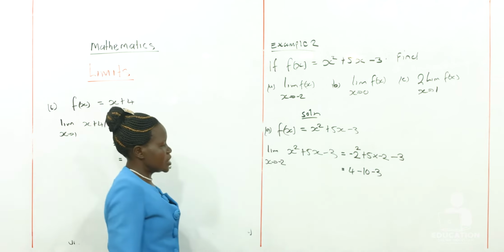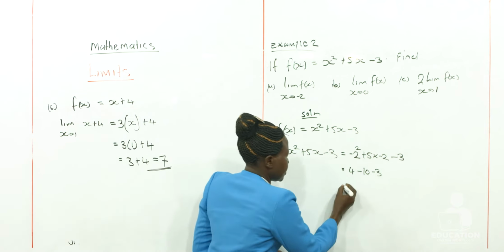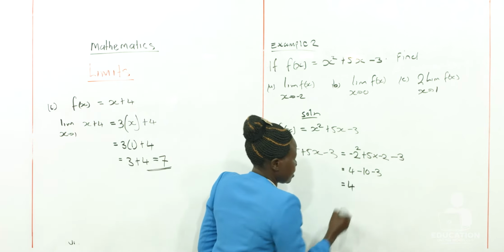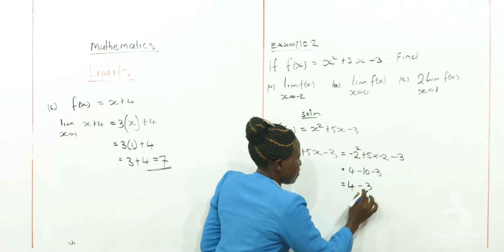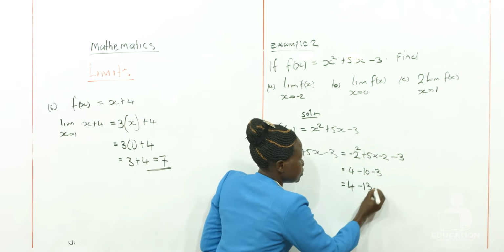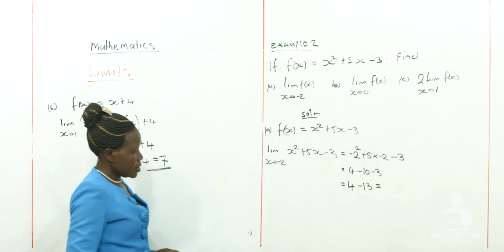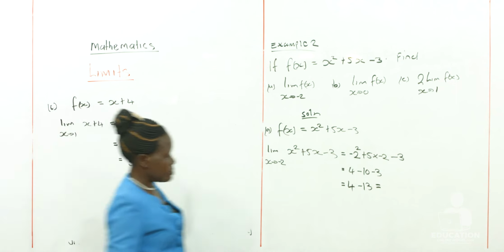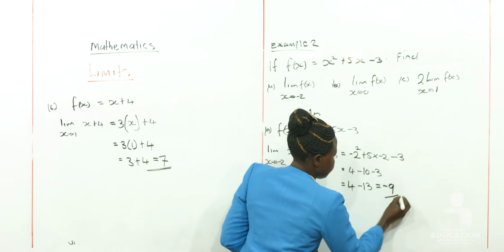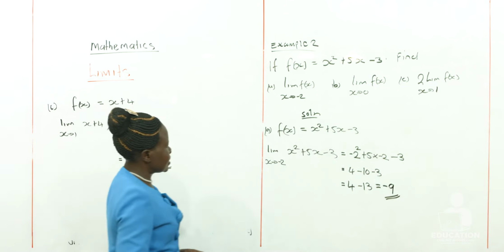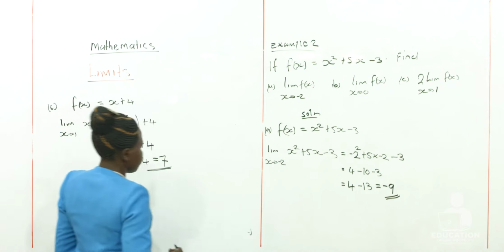So with this, when I simplify these negatives, I will get my result as 4 minus 13. So 4 minus 13, this will give us what? 4 minus 13, we get negative 9. So that is the answer for part A. Then you come to part B.